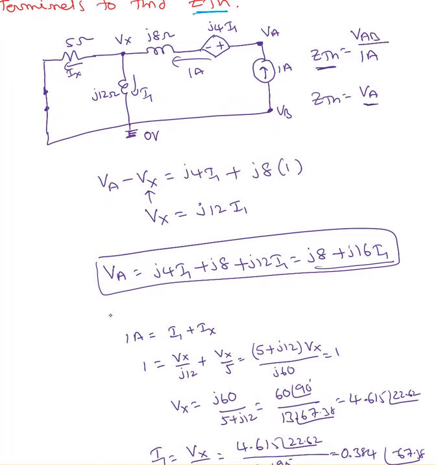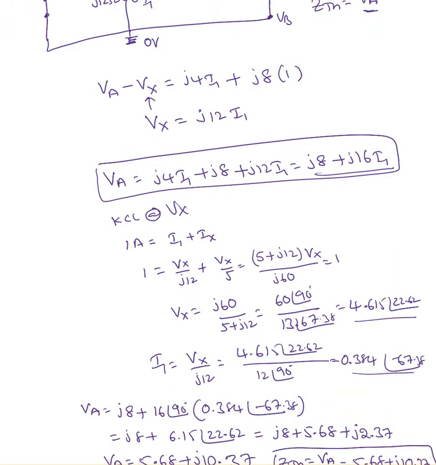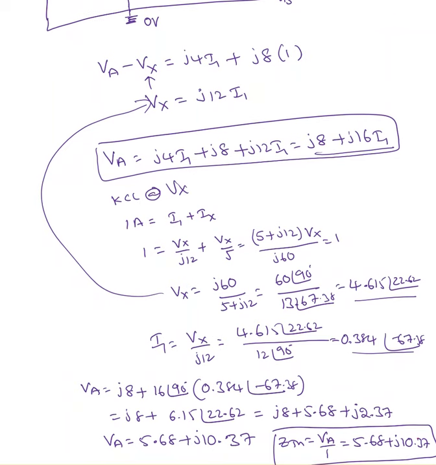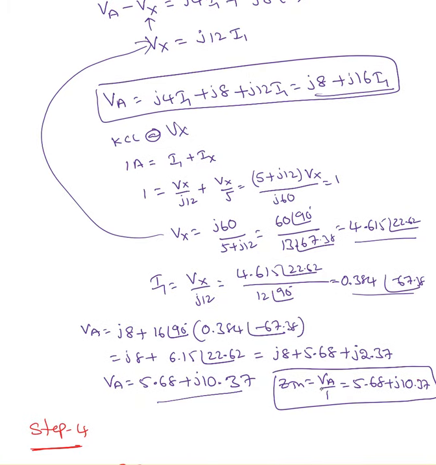Now applying KCL at Vx. So 1 ampere is entering, I1 and Ix are leaving. So I1 is nothing but Vx over J12, Ix is nothing but Vx over 5. So I found Vx as 4.615 at an angle of 22.62. From there I found I1. I substituted this Vx value in the equation Vx equals J12 times I1, and from here I found the I1 value. Now I substituted the I1 value in this VA and ended up finding VA equal to 5.68 plus J10.37.